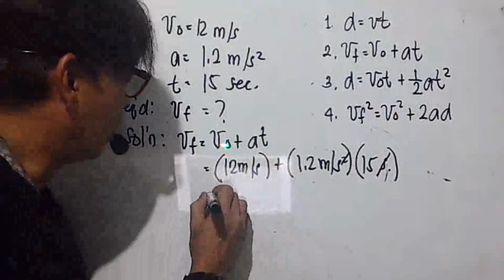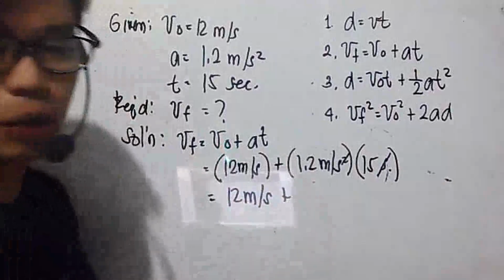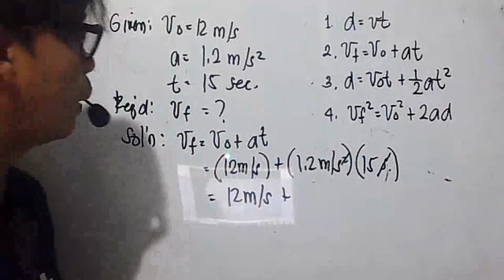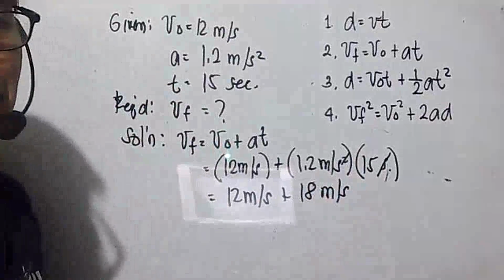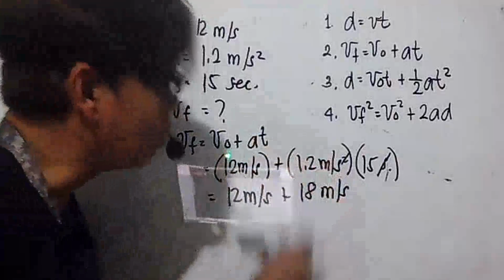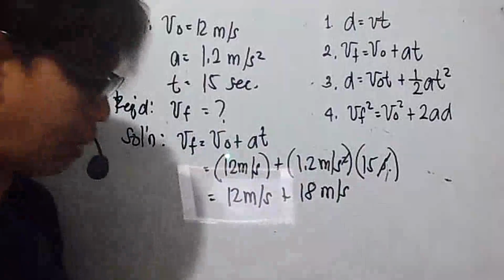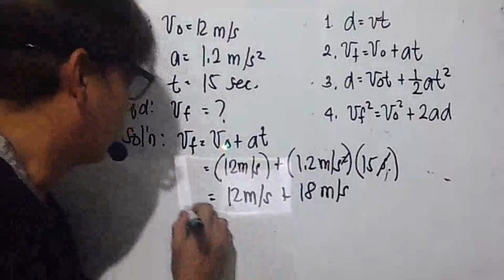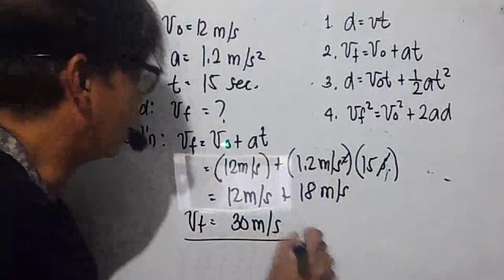Okay? So this is 12 meters per second plus, so what is 15 multiplied by 1.2? That is equal to 18. Okay, so this is 18 meters per second. So meaning, pwede na silang i-add kasi pareho na silang meters per second. So kanina, kung sakali man, you cannot combine these two, but now you can add them. Okay, so we have 30. Your final velocity is equal to 30 meters per second. So that is your final velocity.